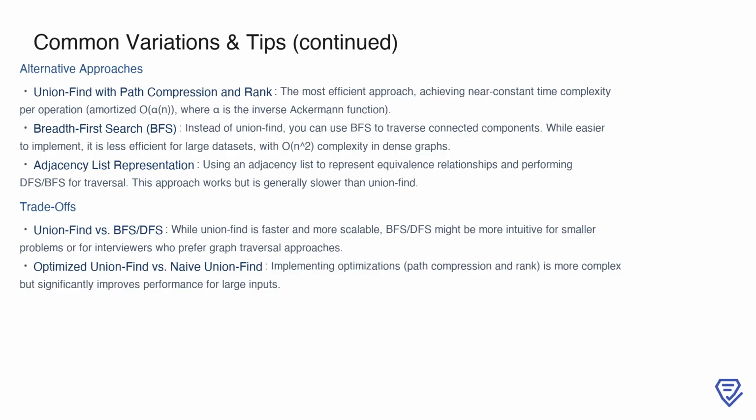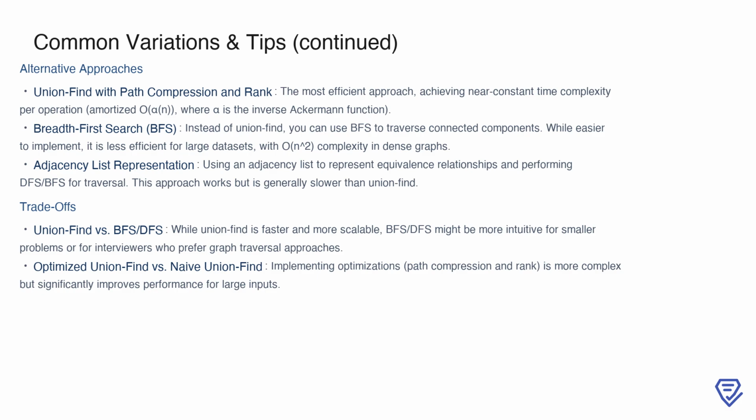Finally, let's explore some alternative approaches and their trade-offs. The most efficient solution for this problem is implementing union find with path compression and rank. This method achieves near constant time complexity per operation, making it highly scalable for large datasets. However, you might also consider using breadth-first search, or BFS, to traverse the connected components. While easier to implement, BFS is less efficient for dense graphs, with a time complexity of O(n squared). Another option is to use an adjacency list to represent equivalence relationships and perform a depth-first or breadth-first search. While functional, this approach is generally slower than union find.